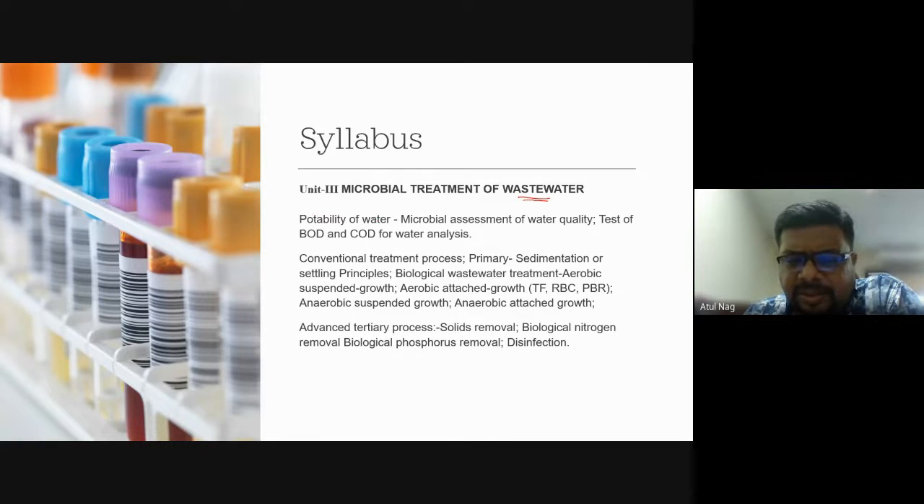So in this we will see how we can assess water quality, how microbial assessment of water quality is done. What microorganisms are in the water, how we can assess that, how we can find out what is in this particular environment. Then we will talk about the water treatment process, the wastewater treatment process, how it can be treated and how it can be reused.